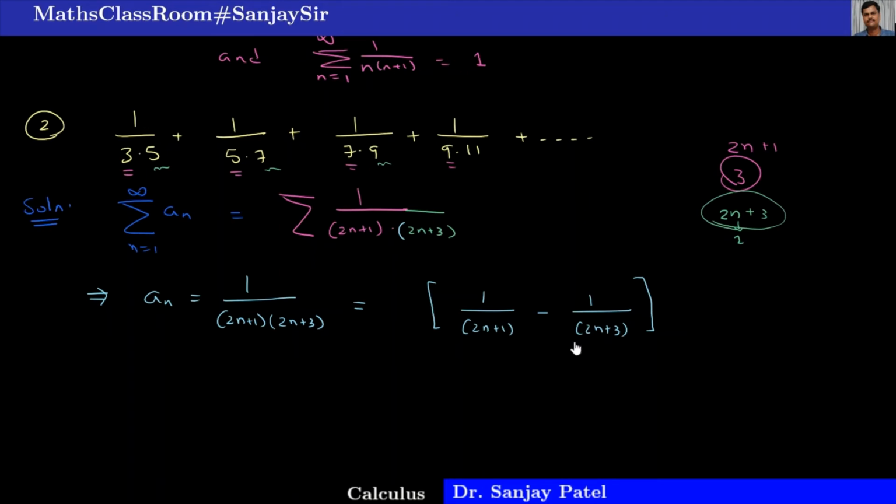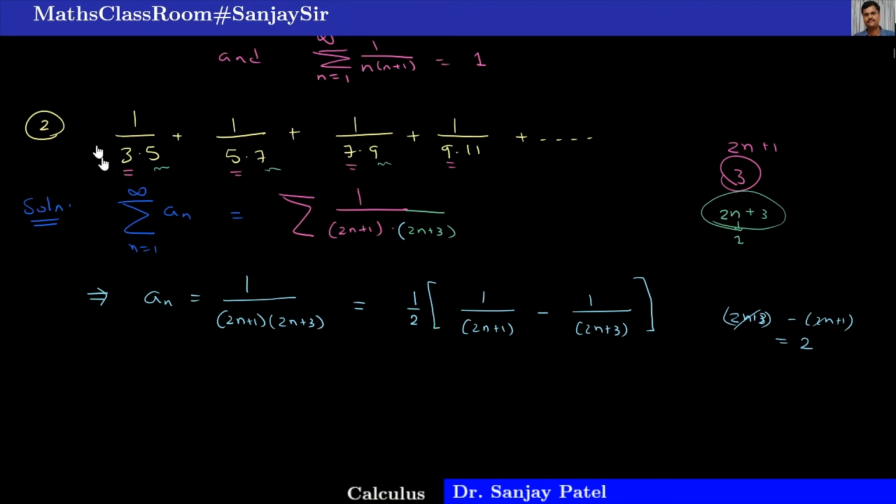So when you simplify and take the LCM, that 2n and 2n will be cancelled, and you get 3 minus 1 is equal to 2. When you take the LCM, first here you will get 2n plus 3, and then minus 2n plus 1. So this 2n will be cancelled, and this 3 minus 1 is 2. So 2 will be left in the numerator, but we do not want 2 there, so I'm writing 1 by 2. Okay, so an can be expressed in this form.